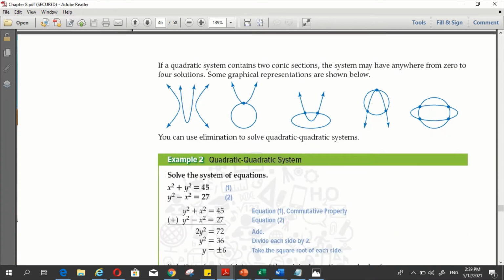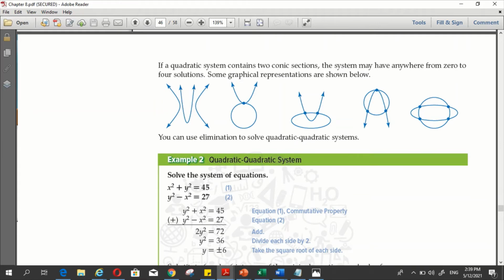Right, what if we have a quadratic and a quadratic? Two equations, both of them quadratic equations. Now it's up to you. If you would like to use substitution, you can. If you would like to use elimination, you can.